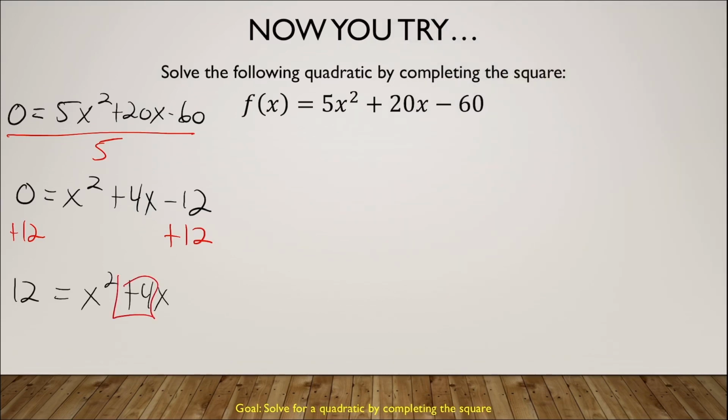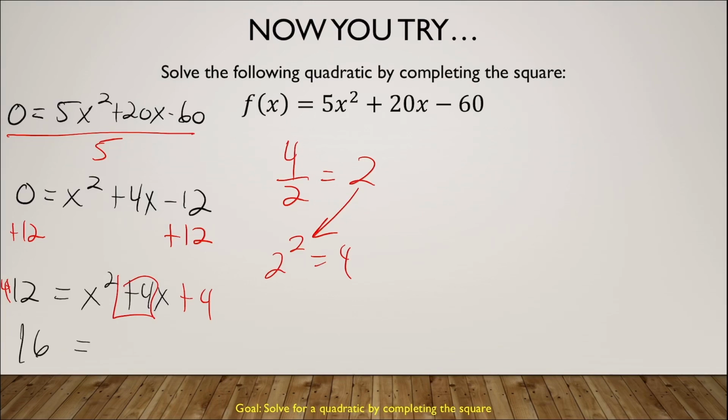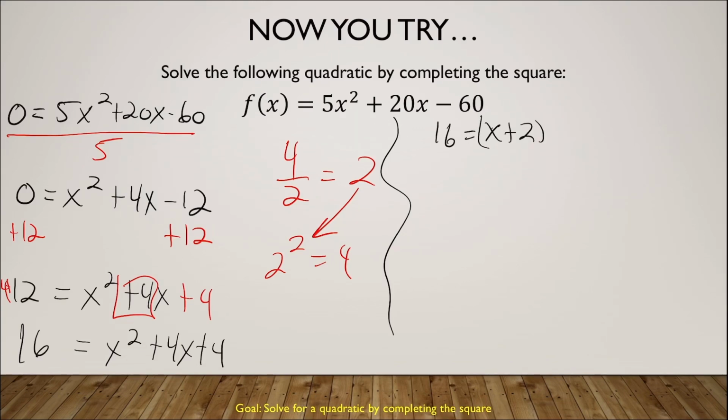Now we want to make a perfect square here. 4 divided by 2 is 2. Take that 2 down, square it, we get a 4. I'm going to add 4 to both sides. So we get 16 equals x squared plus 4x plus 4. And now we can factor that right side, and it's going to be x plus 2 squared. Remember, we get that 2 because of this 2 right here.